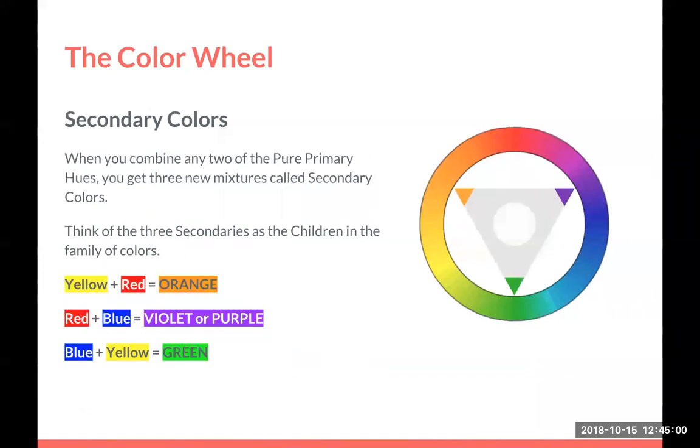And again, next we have those secondary colors. When you combine any 2 of the pure primary hues, you get 3 new mixtures called secondary colors. So I want you to think of the 3 secondary colors as the children in the family of colors. So yellow plus red equals orange. Red and blue equals violet or purple, whichever one you want to call it.